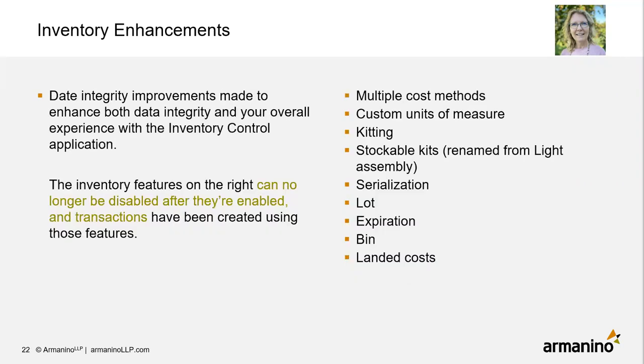And this next one is an important one. So pay attention to this, especially if you're just getting started or you're thinking of inventory. They're doing some data integrity improvements, right? So they're putting some controls in to help make sure that things are correct. With inventory now, all of these items on the right, kitting, lot, expiration, bin, all of this list of items, once you enable these and you have transactions, you will not be able to disable them. Of course, you don't necessarily have to use them, but in some cases, depending on how you have it set up, they could be required fields, etc.